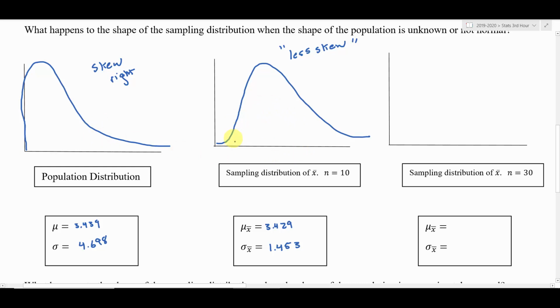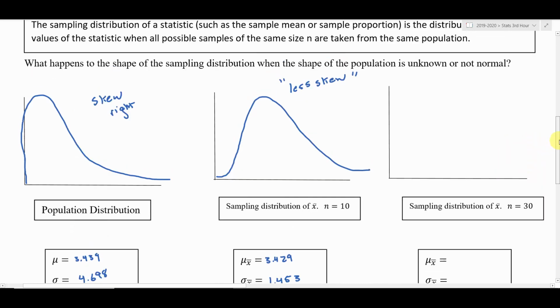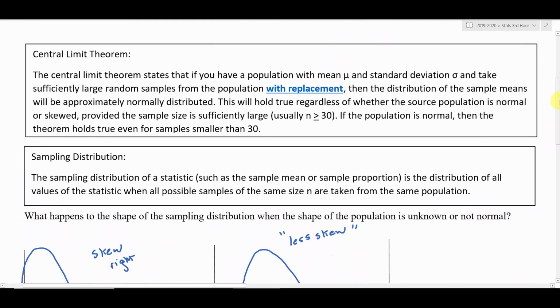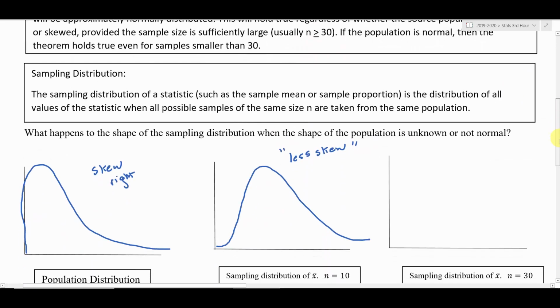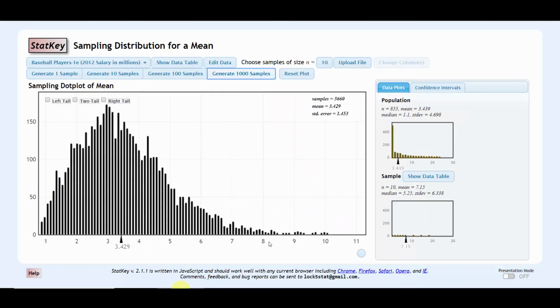Okay, so now let's pump up that sample size to 30. Let's see what happens when we go to 30. And don't forget what our theorem up here said. It says that if we have a sufficiently large sample, so something that's 30 or greater, it should become normal. It'll be approximately normal when we have a sufficiently large sample. So let's see what happens with our experiment.